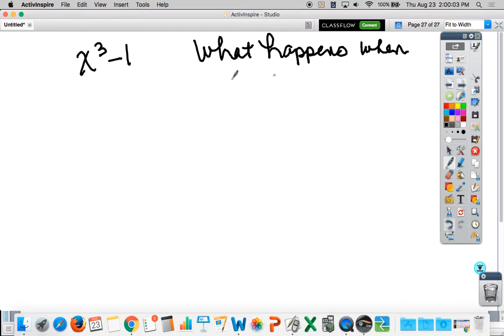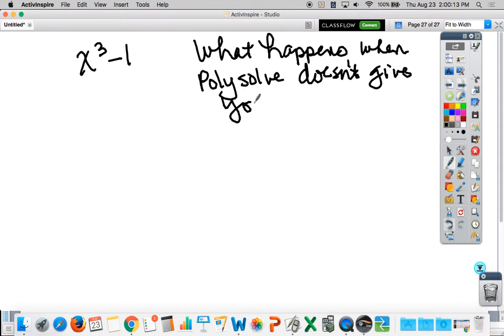Okay, so what happens when polysolve doesn't give you all the roots? Take out your polysolve and do it for x cubed minus 1.